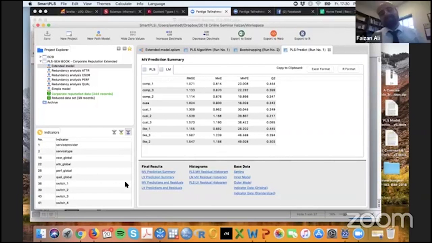So, I just wanted to say that we did a paper, me, Marco, Christian, we all did a paper recently on the usage of PLS in hospitality. I think the answer to this question is in that paper, comparing the use of covariance-based SEM and PLS-SEM. So I would recommend reading that paper. It does explain some of this stuff.